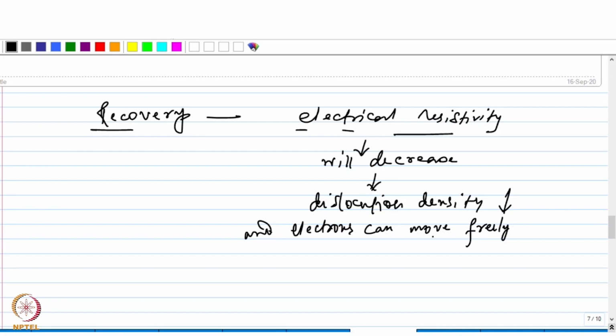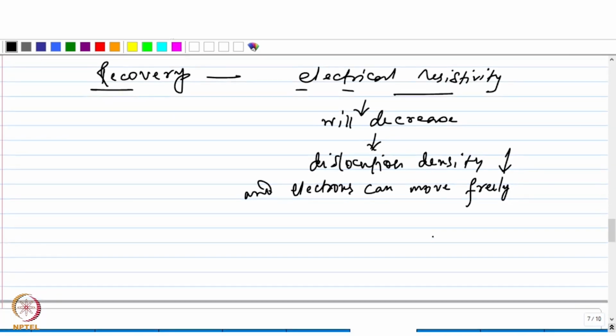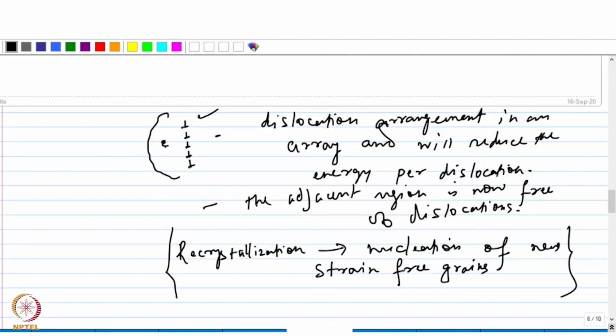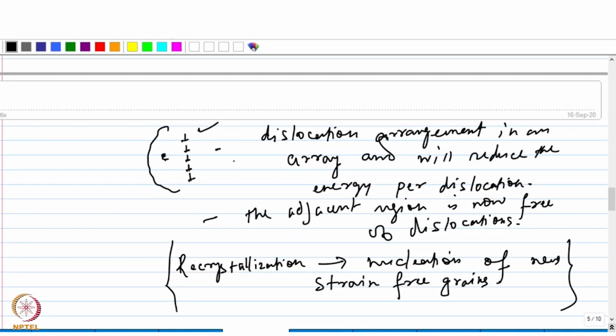And one more factor or parameter that you need to keep in mind while talking about recovery is the stacking fault energy. This has a huge bearing on the recovery process, because recovery is all about arrangement of dislocations into a low energy configuration, as we talked about. So for this to occur, the dislocations have to move and join these kinds of arrays for them to be annihilated, right?